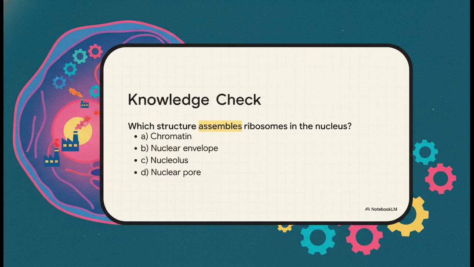Question number 2. Which structure in the nucleus is responsible for assembling ribosomes? The answer here is C, nucleolus. बिल्कुल सही, the nucleolus is that special factory inside the nucleus जहाँ protein-making machines, यानी ribosomes, को बनाया जाता है.